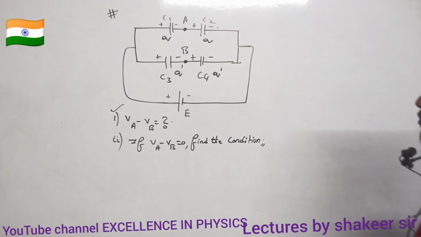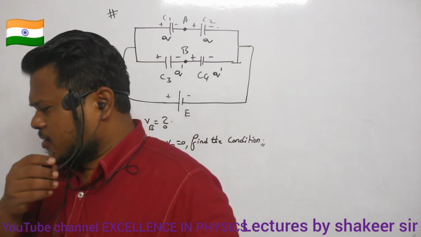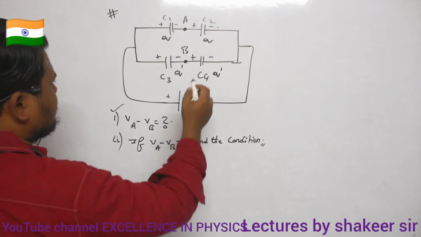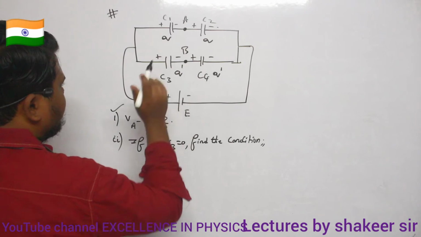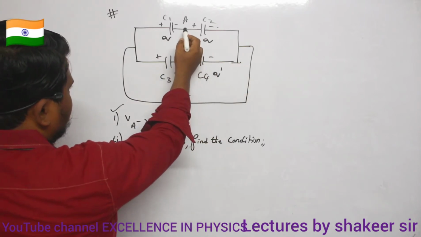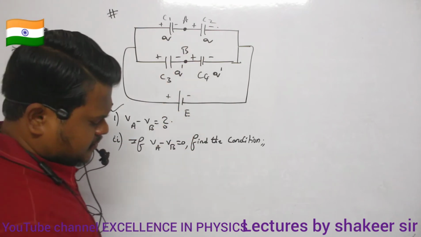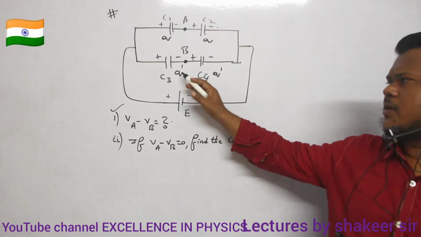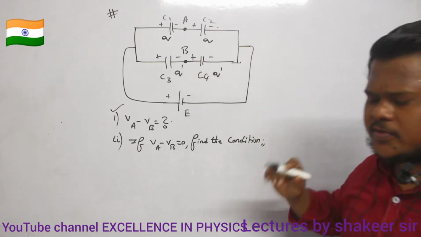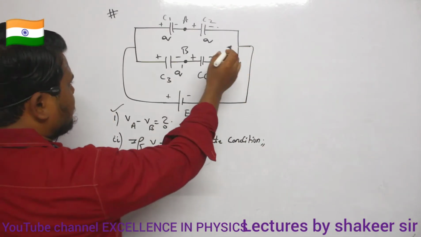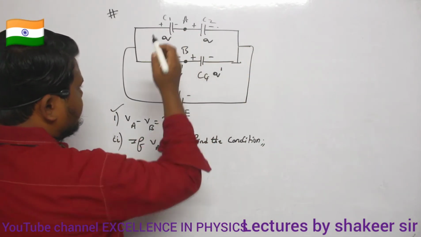So this is the given circuit. Clear? He is asking us to find out the potential difference between point A and point B. Can you say what is the potential at point A? The values of Q dash and Q we don't know. We are supposed to calculate them. So how can I calculate the potential existing at point A? Can anybody say?